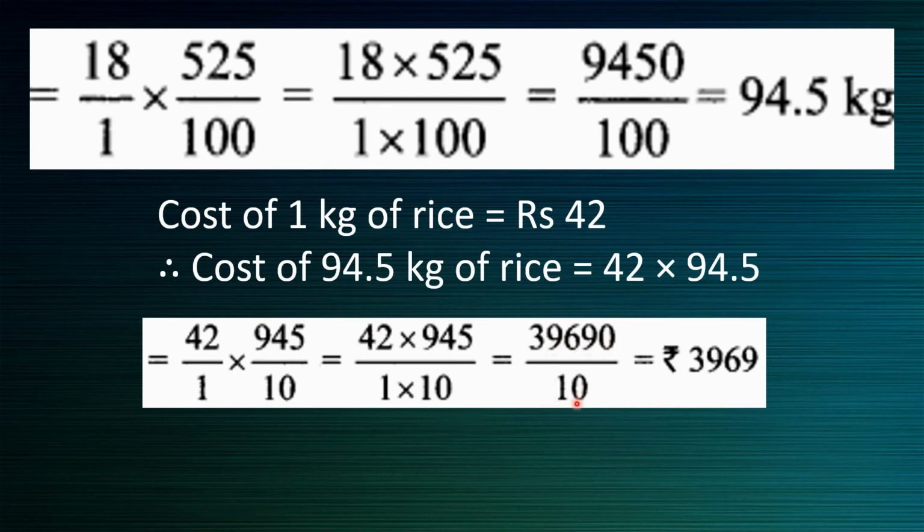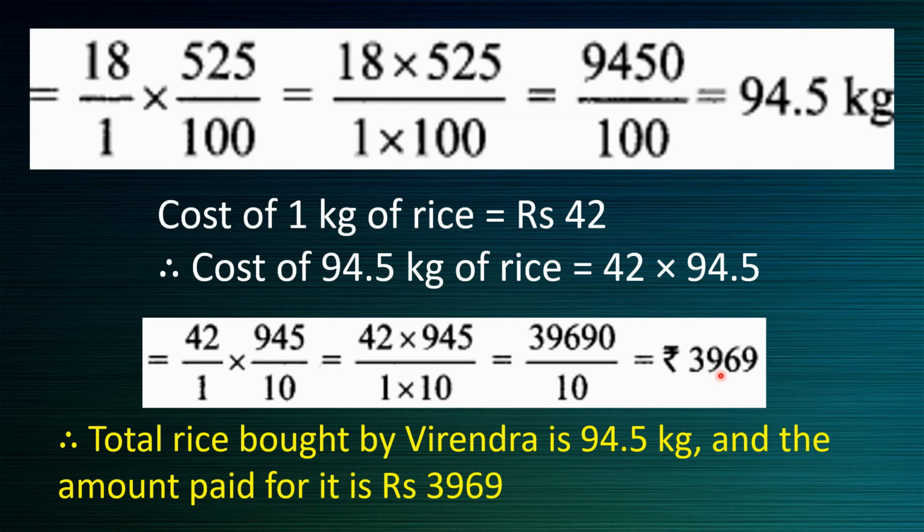So here you can see only in the denominator 10 is there. So after one number from the right hand side we will put our decimal mark. So the answer is 3969. So total rice bought by Virendra is 94.5 kg and the amount paid for it is 3969 rupees.